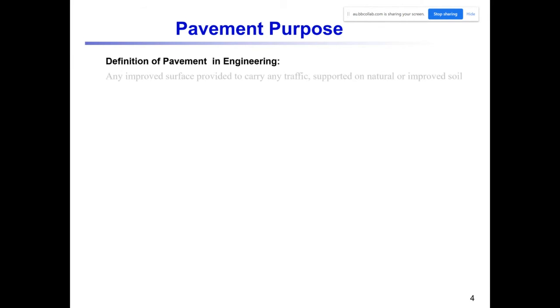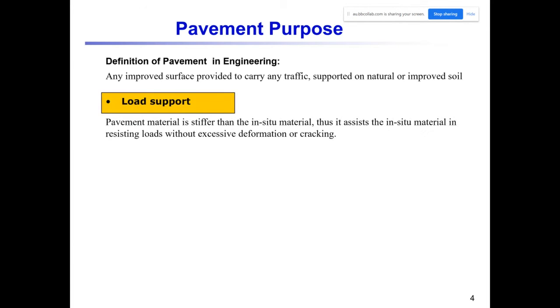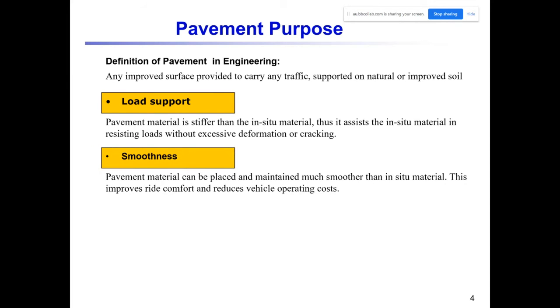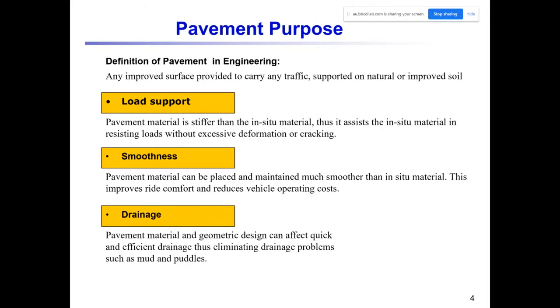So this is the classical definition of pavement in engineering. Any improved surface provided to carry any traffic supported on natural or improved soil is called pavement. The main purpose of pavement is to transfer the load and distribute the load to an acceptable level. Other aims of pavement design are to provide a smooth surface and a proper drainage condition. So why do we design pavement? These are the main aims.